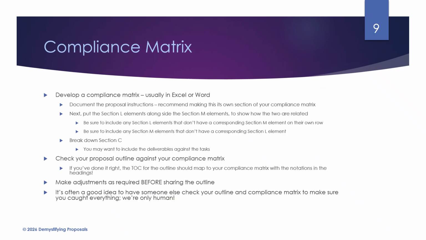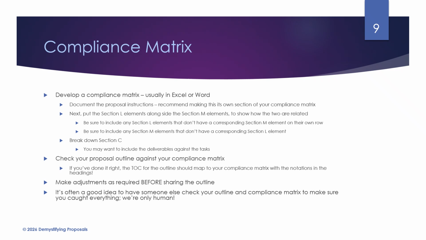Developing a compliance matrix is the way that you confirm that your outline is correct. You can do an outline first and then a compliance matrix, or you can do the compliance matrix and then the outline. But the compliance matrix is what you will give to the evaluator so that they know what the instructions are and how L and M and C should be broken down. And that way they can check your proposal against what is required for compliance.